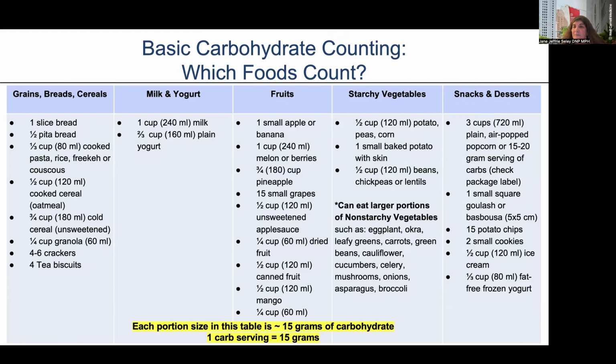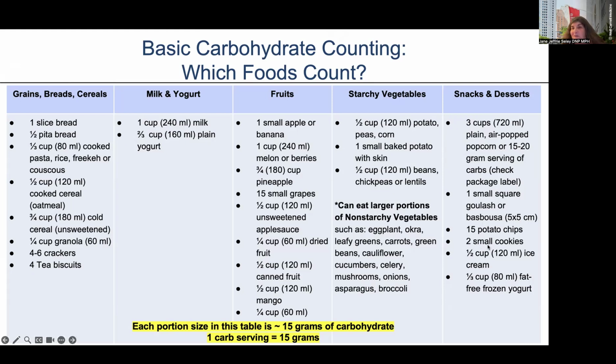As far as snacks and desserts go, probably one of your better desserts would be some fresh fruit in the proper amounts that I just mentioned. If you do have some kind of sweet, the general rule of thumb for a piece of pie or some kind of dessert is a 5.5 centimeter small square of it, or looking at the label that it came from.